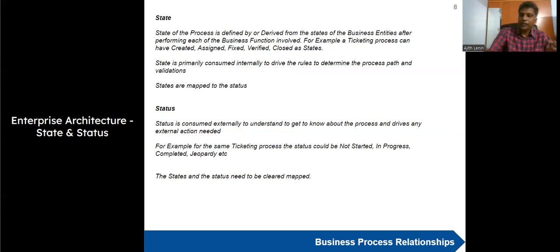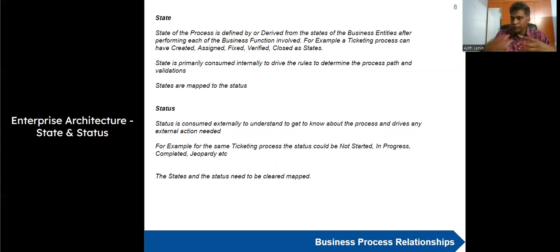For example, in the same ticketing process, the statuses could be not started, in process, completed, or jeopardy, because an external entity is only interested in whether the process is in progress or completed, or whether there is a jeopardy in it. It may not be really interested in what particular state it is in. So that's a basic definition of the difference between state and status.